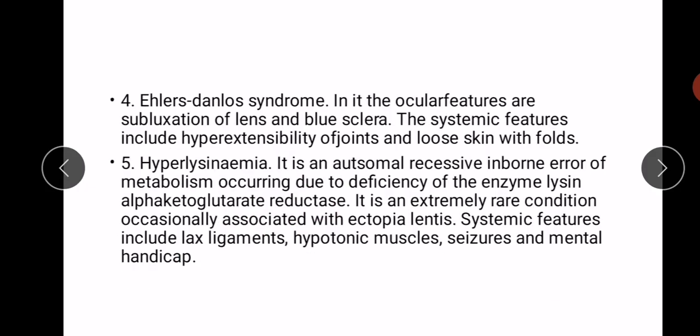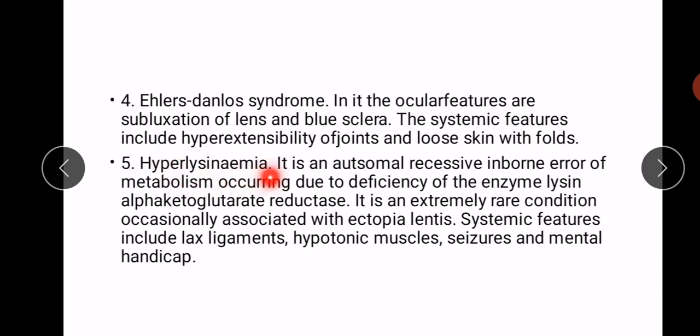Then we have Ehlers-Danlos syndrome, in which subluxation of lens and blue sclera are seen. The systemic features include hyperextensibility of joints and loose skin with folds.